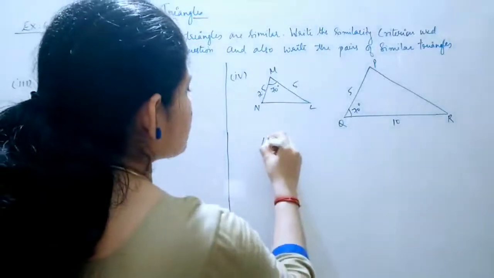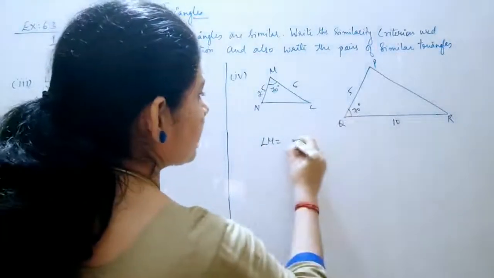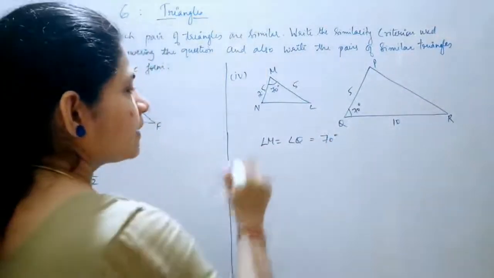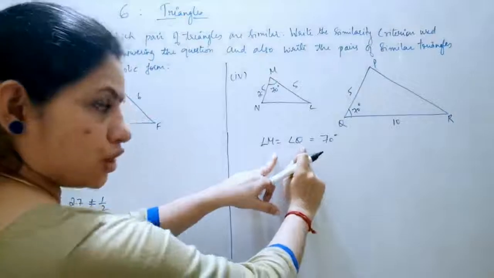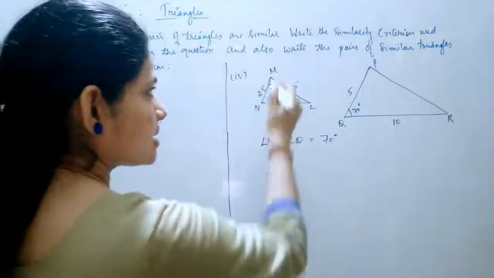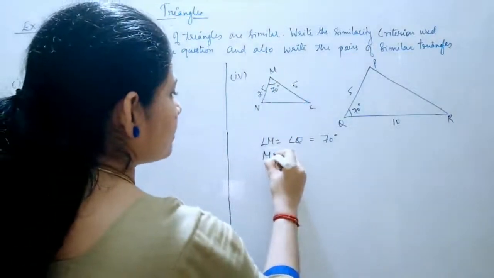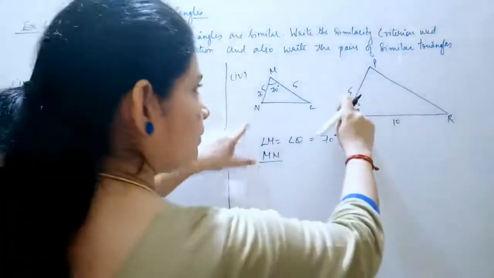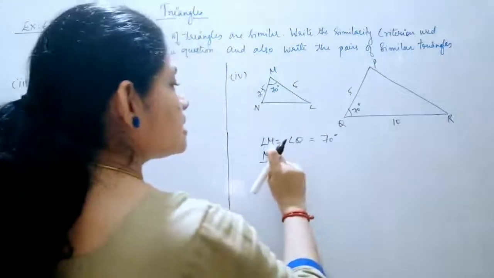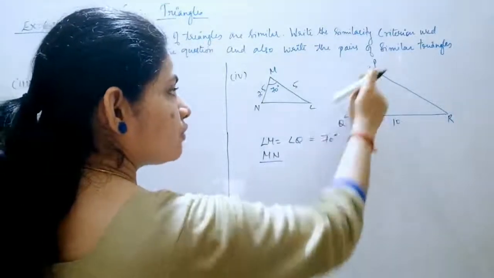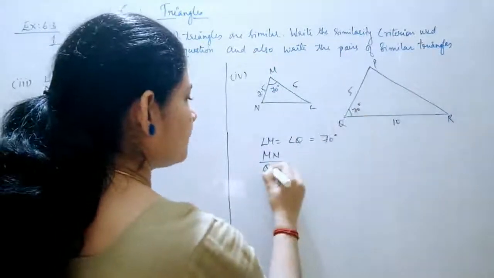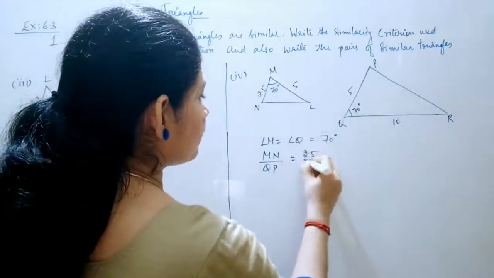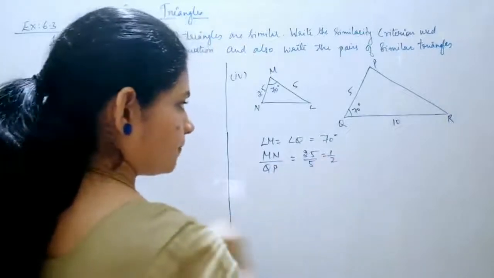Angle M is given to be 70 and here angle Q. So M is matching with Q and both have 70 degrees. Now wherever you write M, you have to write Q when you write the sides. So if it is MN, which is 2.5, which one will you take? It will be 5. Now how to represent it? Instead of M we have to write Q, so we write not PQ but QP. So MN by QP equals 2.5 by 5, which is 1 by 2.